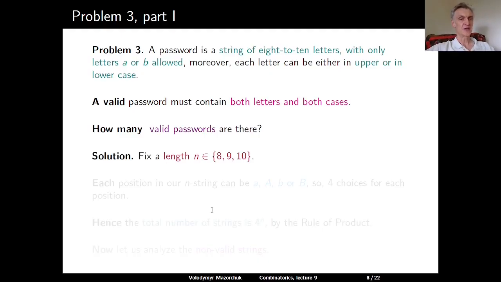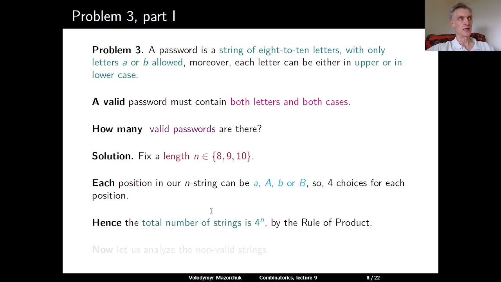Solution. Let us fix a length n, which is 8, 9, or 10. So these are the allowed lengths for our passwords. Each position of our string of n letters can be either lowercase a, uppercase A, lowercase b, uppercase B. So we have 4 choices for each position. So the total number of strings of length n with 4 choices for each position is 4 to the power n by the rule of product.